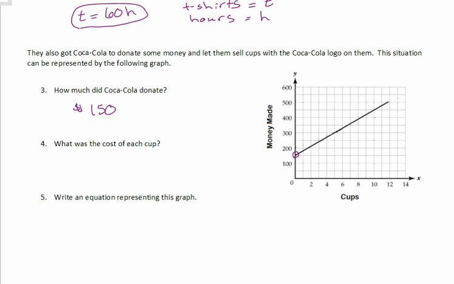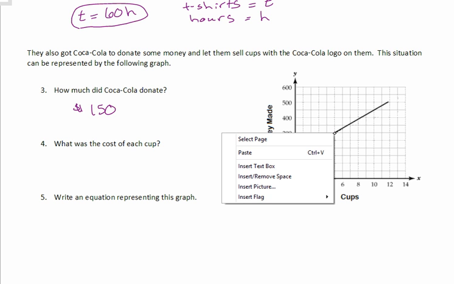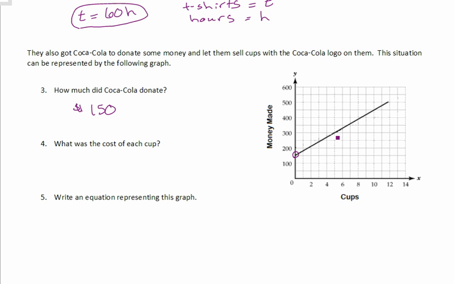Now we're supposed to find the cost of each cup. So we're going to have to look at the difference between each one of these. And this is where it gets kind of tricky, because looking at a graph, we always have to find where it crosses an integer pretty decently. So I'm going to say that right here, it does a pretty good job at 5 cups.